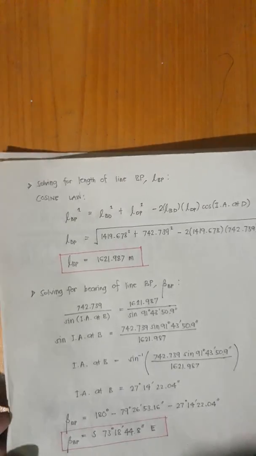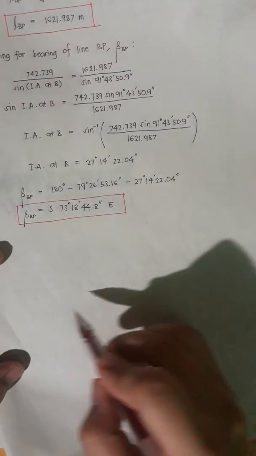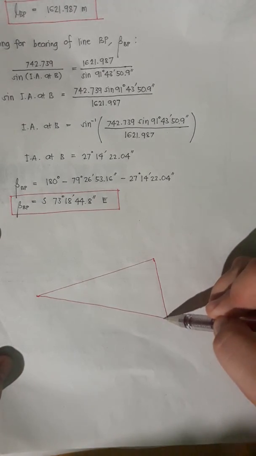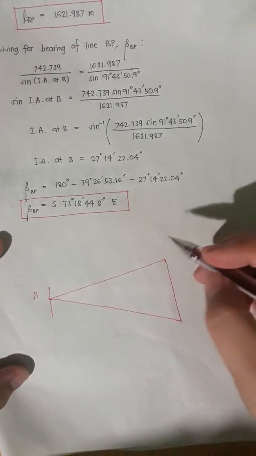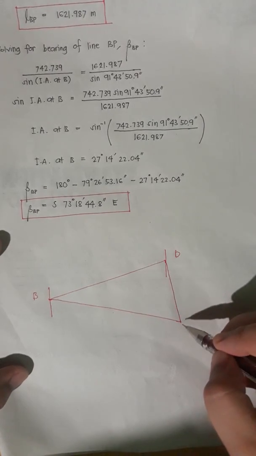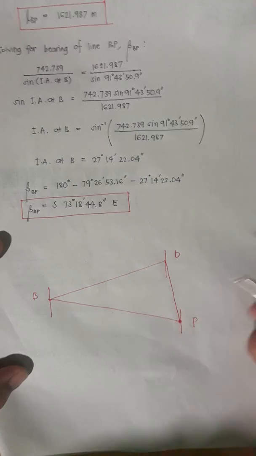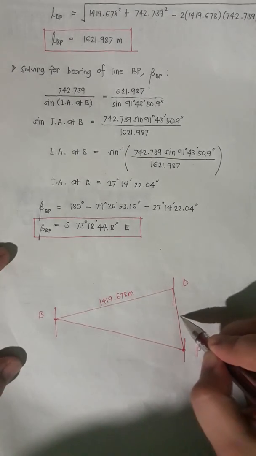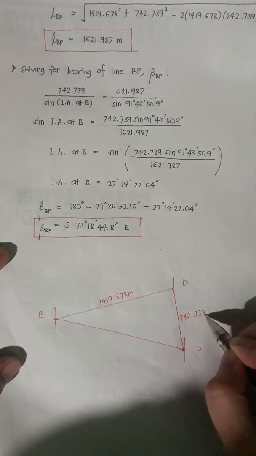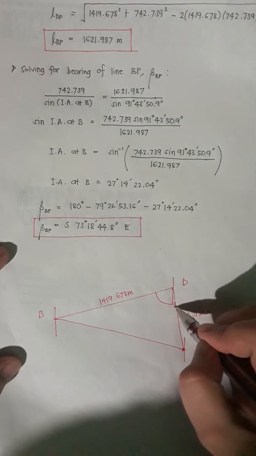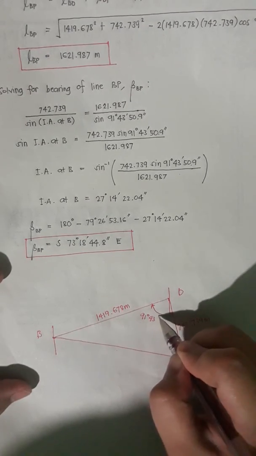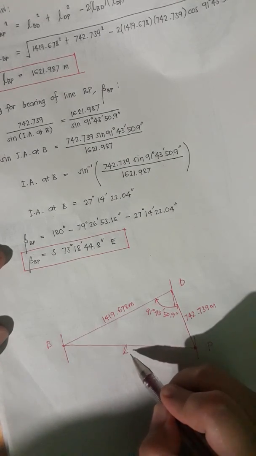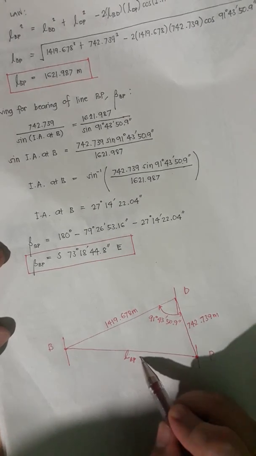now out of the information in triangle BDP, let's just redraw BDP. So again, this is station B, station D, and point P. Since this is 1419.678 meters, this is 742.739 meters, and the whole interior angle at D is 91 degrees 43 minutes 50.9 seconds. Therefore, we could get the length of line BP, which is the dividing line. So this is our dividing line.